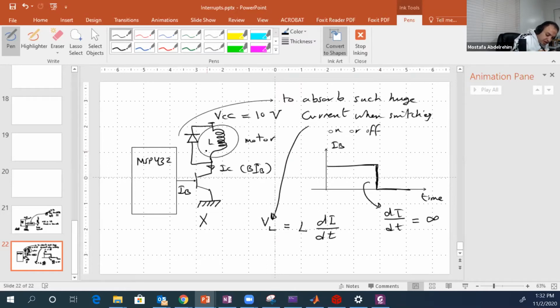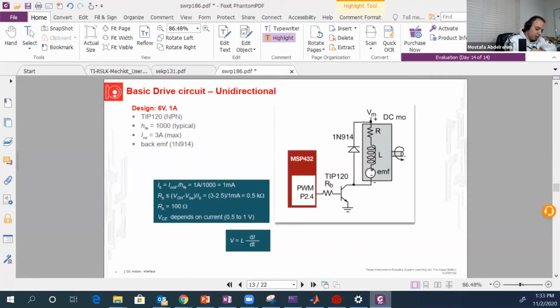Because this EMF has a polarity like this. So when you have a polarity like this, this diode will be forward biased. So the current will flow, instead of flowing in that direction to the transistor, into the diode. Okay. That's why we need this diode in here. So let's go back to that guy here. Okay, so this is why we need such a diode and such a transistor to interface our microcontroller to the motor.